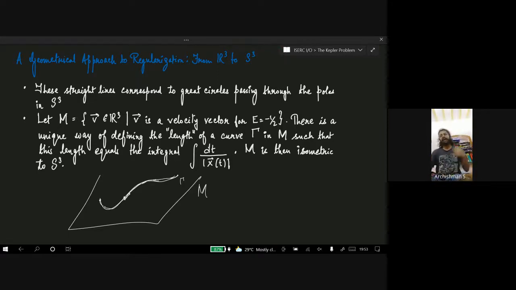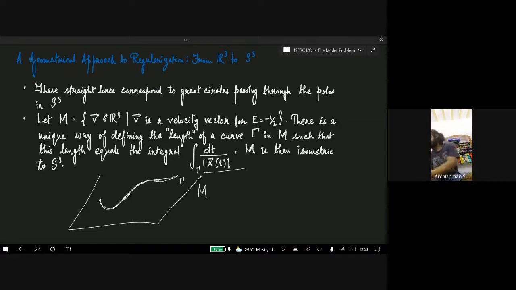So if I want to find out the length of this curve gamma, then I can actually calculate this integral over gamma of dt over mod of xt. And if you have such a prescription of length of a curve in M, then you find that M is isometric to S3. What I mean by isometric is that lengths in M are the same as the lengths in S3. Right. So that's the geometrical side of understanding regularization.